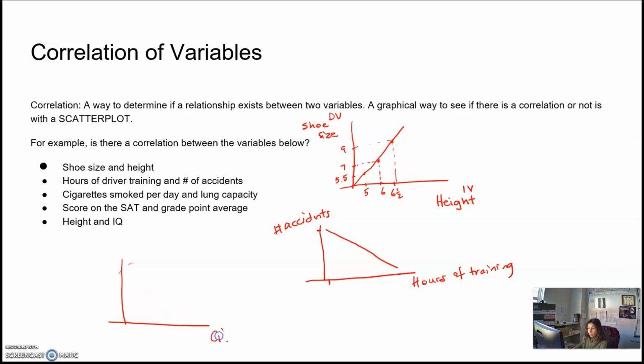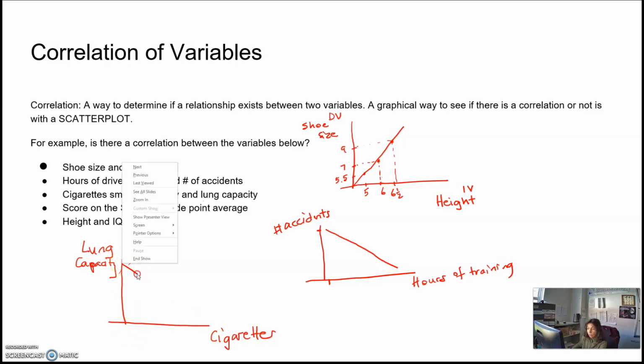this is cigarettes over here, and this is, let's say, lung capacity up here, our dependent variable on the vertical axis. We would expect that when you don't smoke any cigarettes, your lung capacity is great, but the more you smoke, the lower your lung capacity goes. And we're going to talk more about this in the next few slides, but this would be a negative correlation because the more the cigarettes go up, the less the lung capacity is going to be.